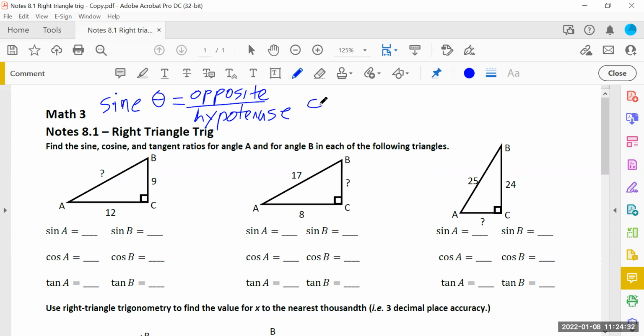Cosine, let's use a different color here. Cosine of theta of an angle is equal to the adjacent side divided by the hypotenuse.